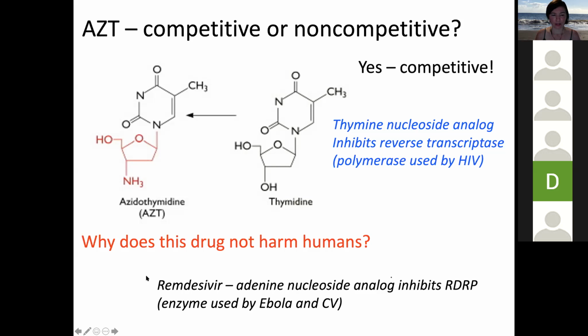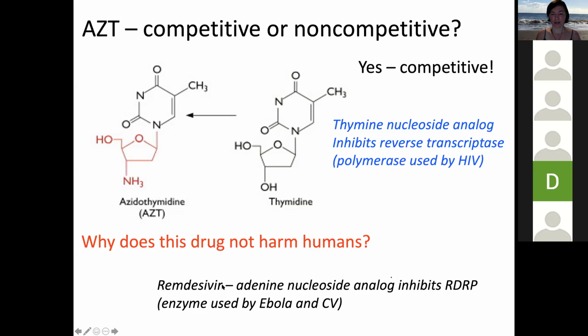Okay. Remdesivir, some of you may have heard of, is an adenosine nucleoside analog inhibitor. And it inhibits this enzyme called RNA-dependent RNA polymerase. This is another viral enzyme in another type of virus that is used by that virus and not found in the human body. So this is the enzyme used by things like Ebola, but also by things like coronavirus.